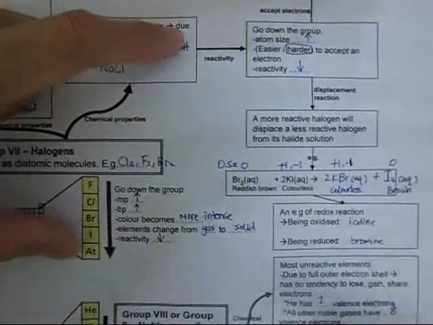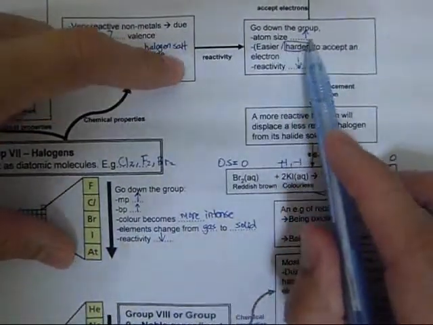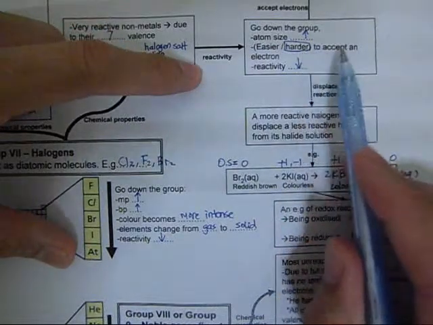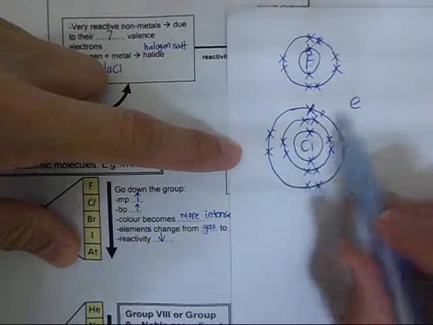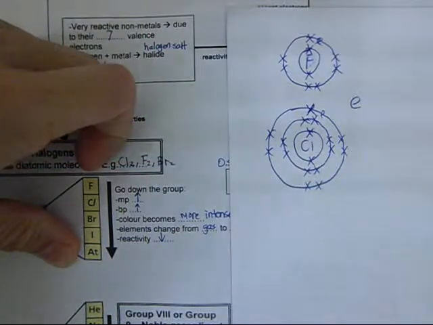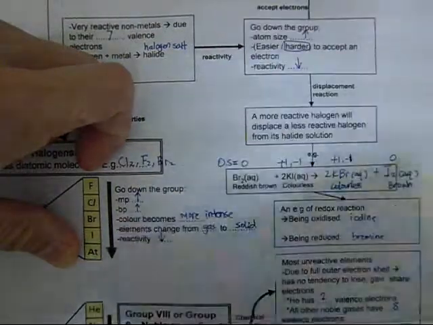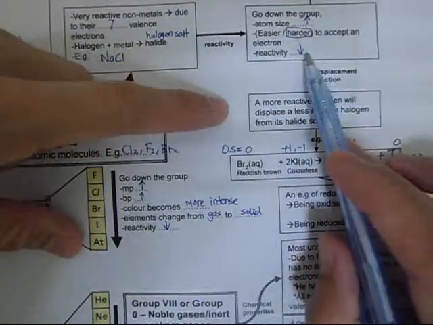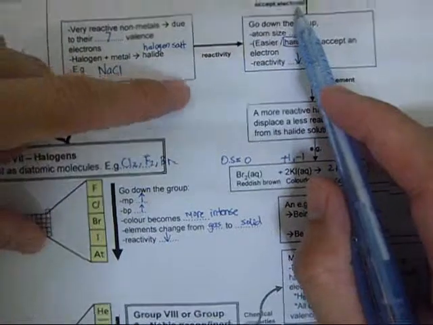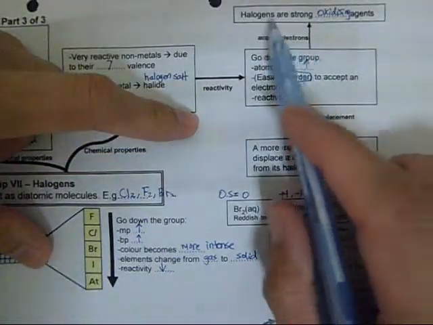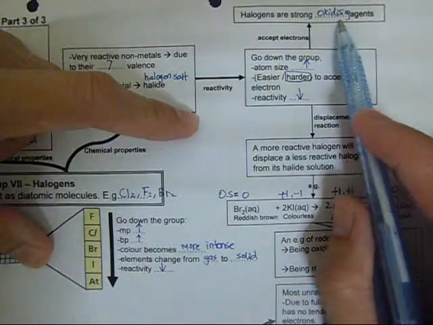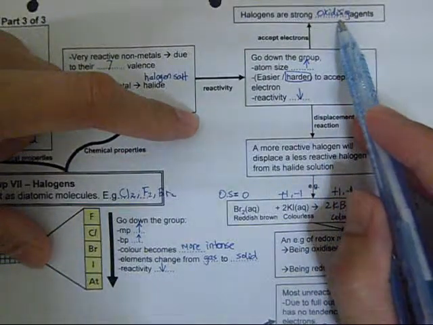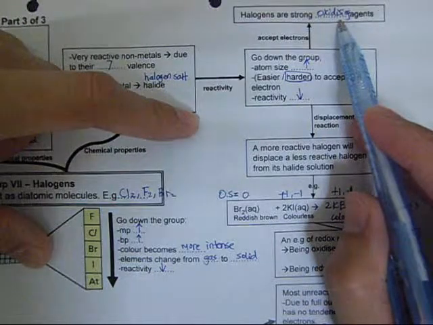Alright, so as you go down the group, atomic size increases and it is harder to accept an electron. So it is harder for chlorine to accept this electron because of the weaker attraction from the nucleus. So reactivity decreases. Now, accept electrons. Halogen will accept electrons, right? So halogens are strong oxidizing agents, because an oxidizing agent undergoes reduction, and reduction is the acceptance of electrons or the gaining of electrons.